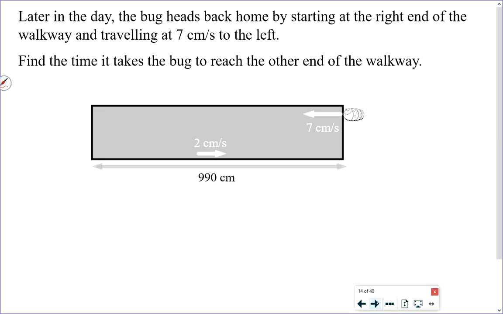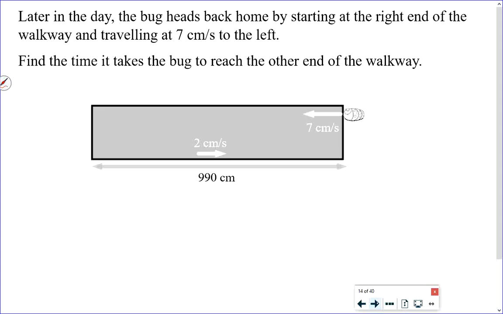The bug is going to walk over the walkway at 7 centimeters per second, but the walkway is pushing the bug back, so to speak, at 2 centimeters per second. In other words, if you think about what happens in a 1 second time interval, the bug will have put 7 centimeters of walkway behind it, but the walkway itself will have moved backwards at 2. Which means every second, the bug's only gaining 5. And this is not an intelligent bug. The bug's wondering why it's taking longer to get home.